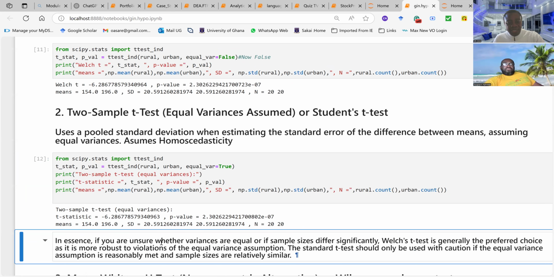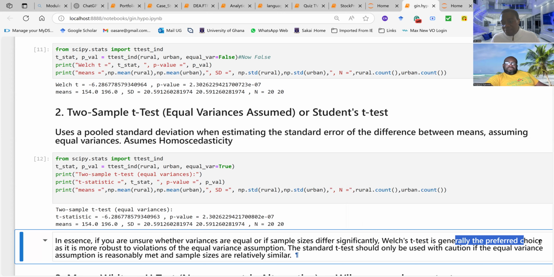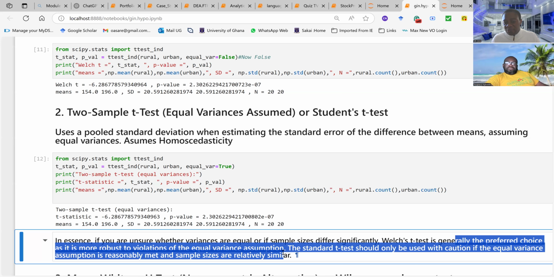So in essence, I've concluded here that if you are not sure whether the variances are equal, which one should you use? Is it the Welch or the student t-test? If you are not sure, or if the sample size differs significantly, in our case they are the same, then Welch is the one to use. In fact, most people don't even go through which one to use. They just use the Welch. Welch is generally the preferred choice. Why? Because it's more robust to violations of the equal variance assumption.